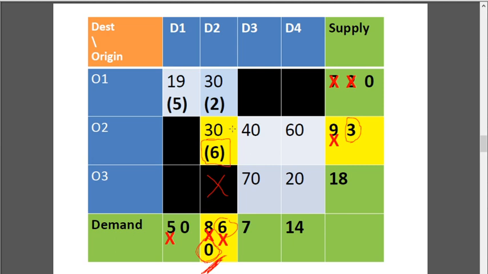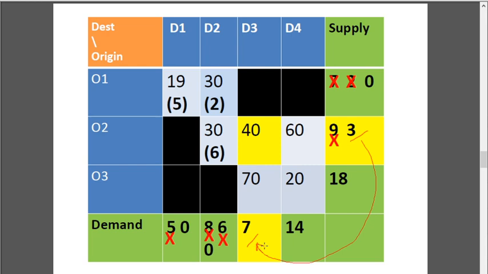Next, I will move on to the adjacent cell. Let us move on to this cell and process it. So here the supply is 3 and the demand is 7. Therefore, from 3 units of supply, I can give only 3 units here. So I cannot supply all the 7 units.